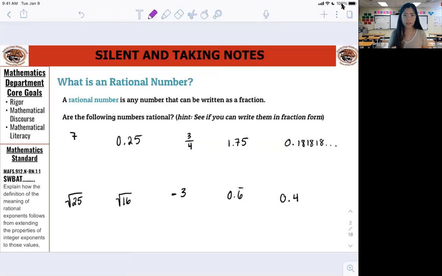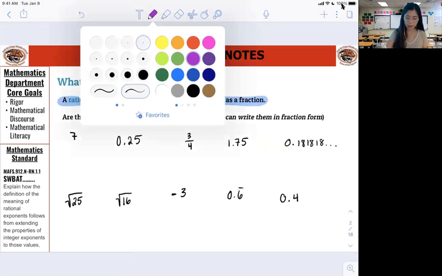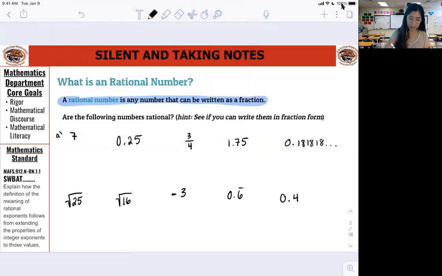So what is a rational number? I want you guys to go ahead and write down this definition in your notebooks, as well as all of these examples. There's a lot of them. But go ahead and start writing these all down so that we can get a really good sense of what a rational number actually is. I'll give you guys a couple of minutes to do that.